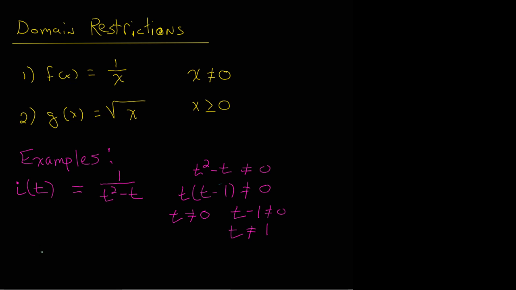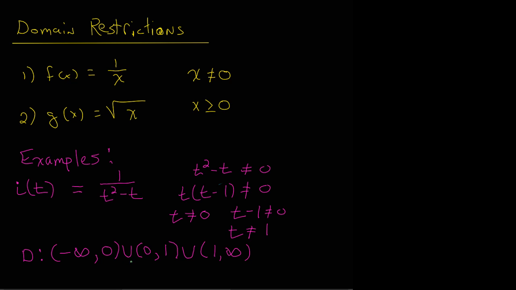So we can say that the domain for I goes from negative infinity to, but not including, 0, from 0, but not including it, to 1, not including it, and then from 1 to infinity.